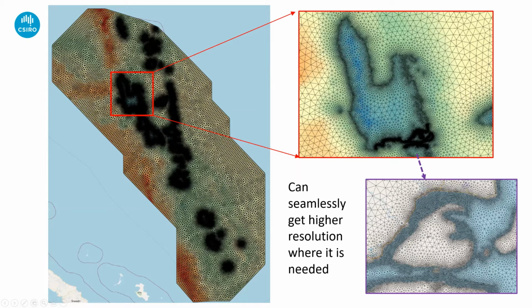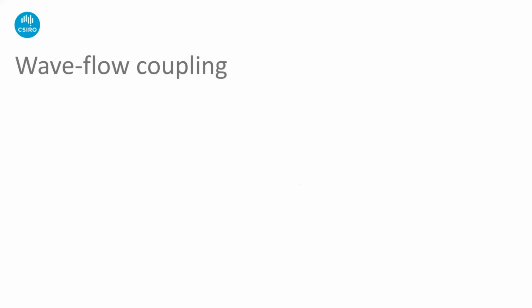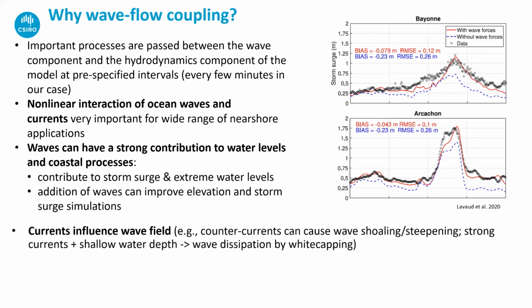The other important thing about this model is that it has wave flow coupling. What that really means is that important processes are passed between the wave component and the hydrodynamic component of the model at set intervals, and in our case, it's every few minutes. This can be really important because there are nonlinear interactions of ocean waves and currents, and they're important for lots of nearshore applications.